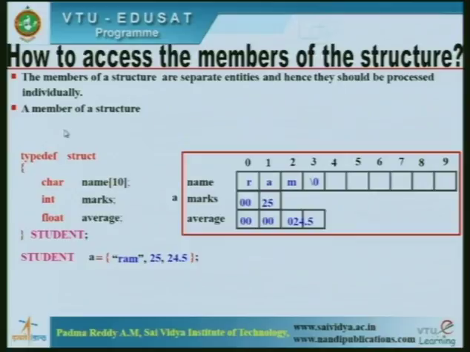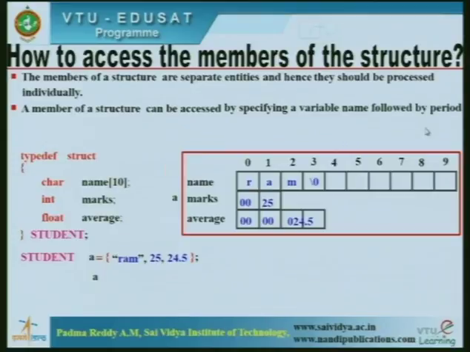Another point is that a member of a structure can be accessed by specifying a variable name. What is the variable we have here? The variable A. We can access all these members using the variable A. So, here I write A. Immediately after writing A, it has to be followed by a period. Period is also called dot. Immediately after variable A, you have to write dot.